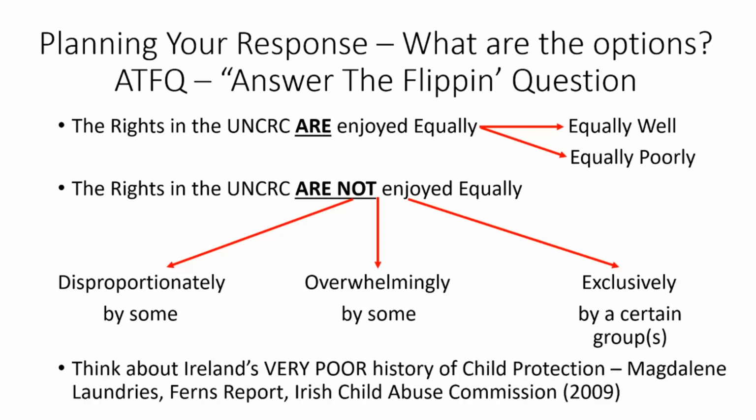One of the other elements to bear in mind here is that Ireland historically has had an exceptionally poor record in child protection. You don't have to look much further than the Magdalen Laundries, the Ferns Report, or the Irish Child Abuse Commission report, which was something in the order of 2,600 pages, issued in 2009, which outlined just how poorly the state had allowed mainly religious institutions to cover up huge abuse within the system. I don't advise digging too deeply into those because they are quite upsetting in places, but it's not something we can ignore. And referring to those reports within the introduction, saying why this is important, is an important way of framing your response as well.